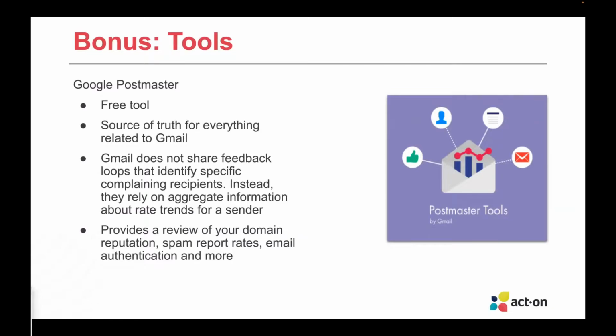The reason for this is that Gmail doesn't share feedback loops. Because of that, we can't identify specific recipients that have complained of your email being spam, so they look at the information in aggregate and use that information to develop your reputation as a sender. Google Postmaster allows you to review your domain reputation, your spam report rates, and whether or not your email is properly authenticated.